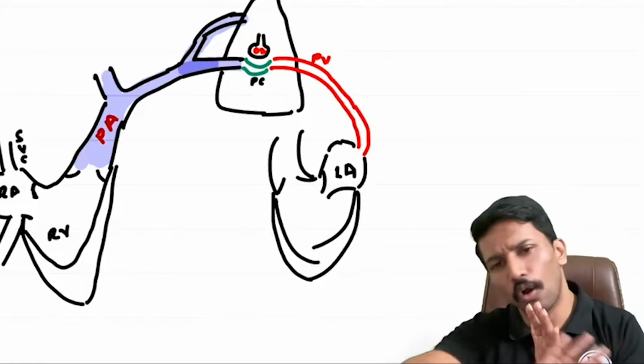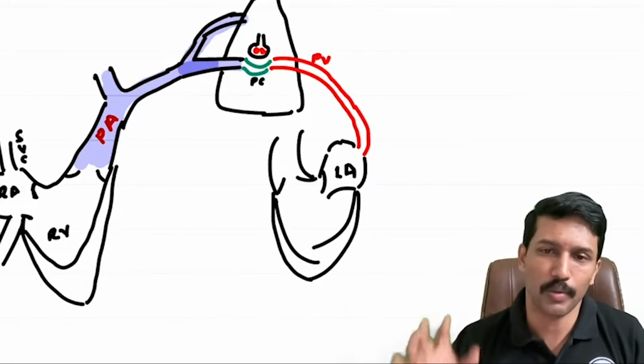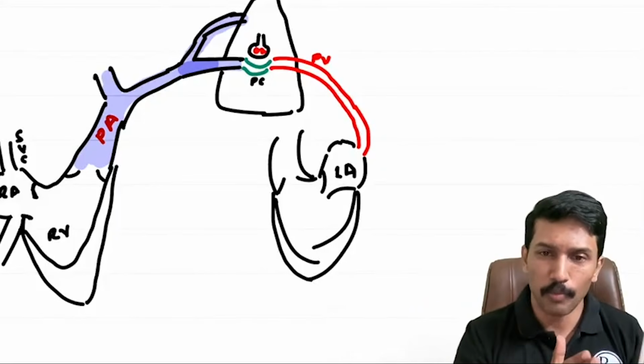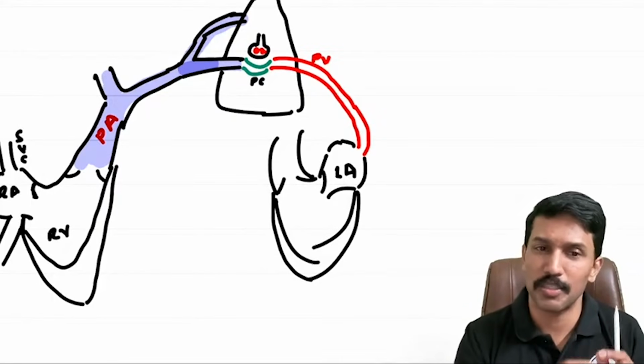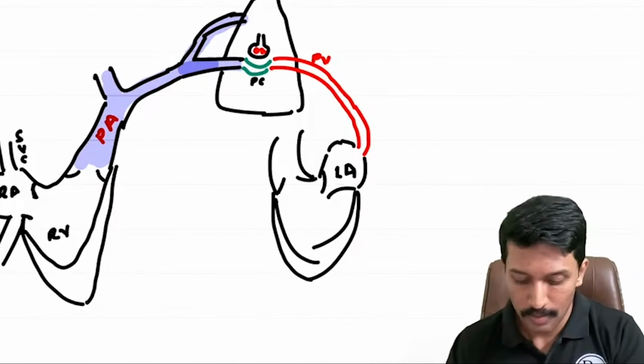So this you can write for all left-sided conditions. Means mitral stenosis, mitral regurgitation; aortic stenosis, aortic regurgitation. Murmur is best heard in expiration. Pulmonic stenosis, pulmonic regurgitation; tricuspid stenosis, tricuspid regurgitation. Murmur is best heard in inspiration.